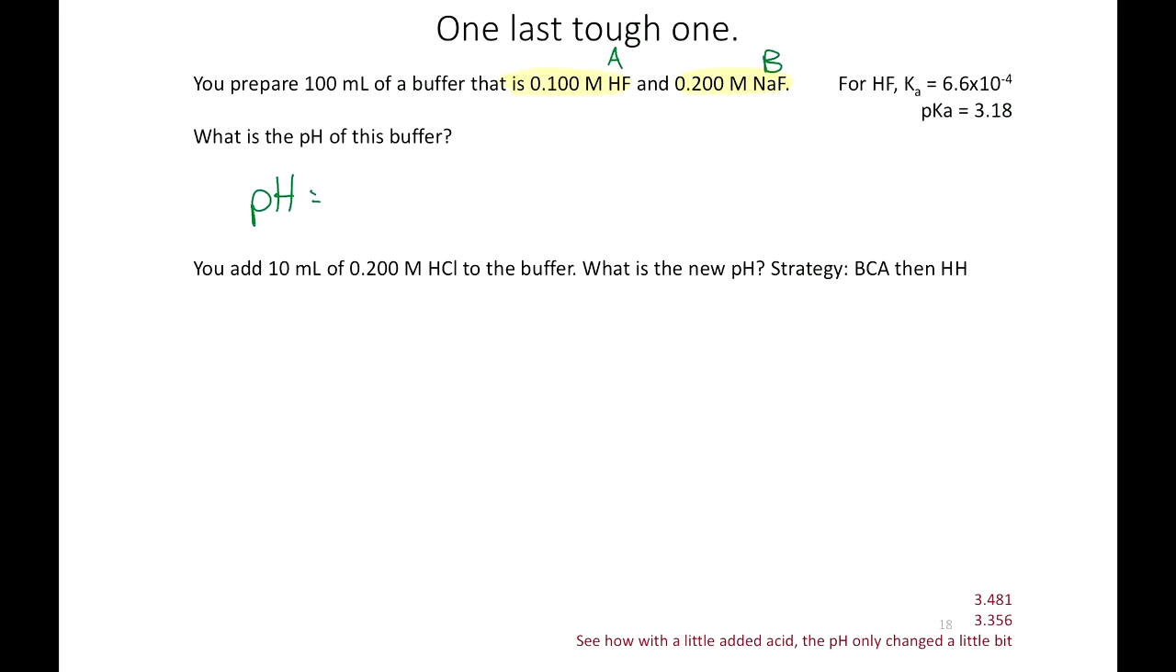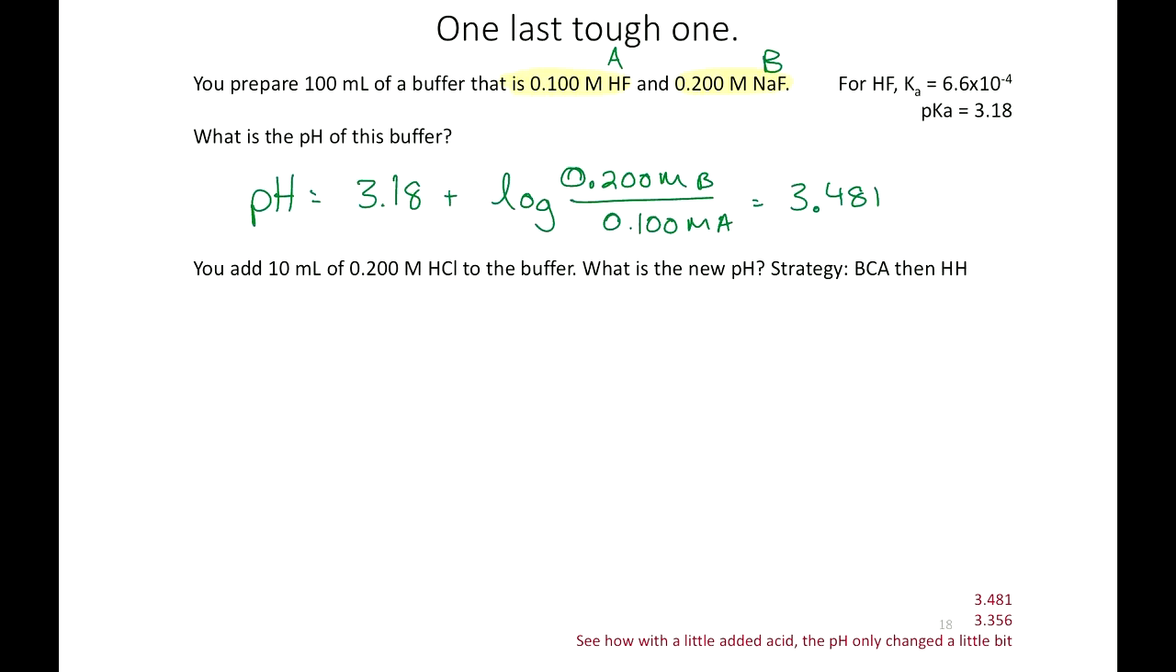So pH equals 3.18 plus log. We can just keep these in molarities because they're in the same volume. So log base over acid is 0.2 molarity of the base over 0.1 molarity of the acid. And so we see that the pH is 3.481.